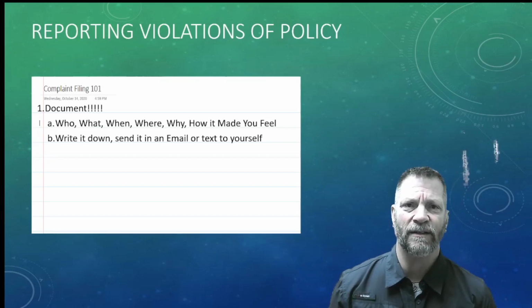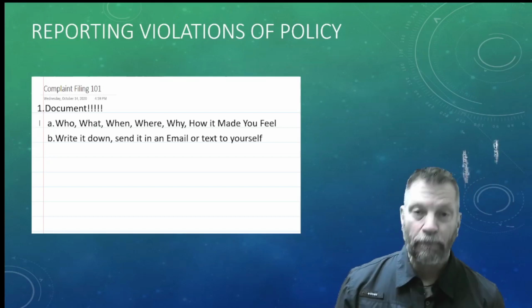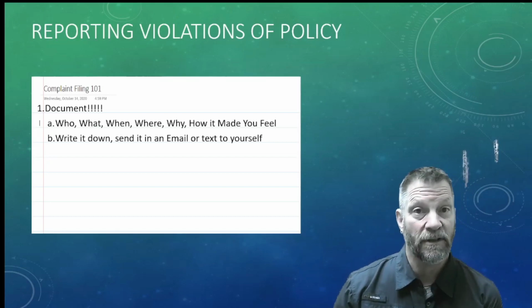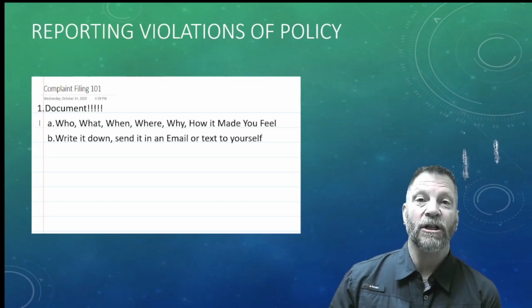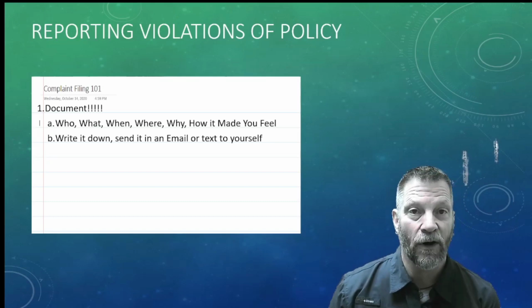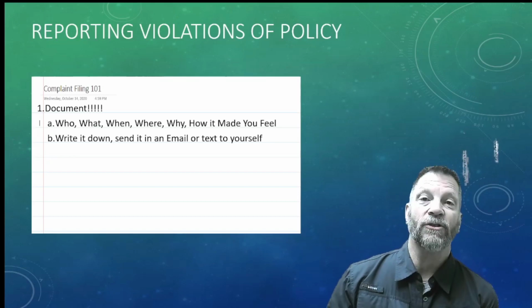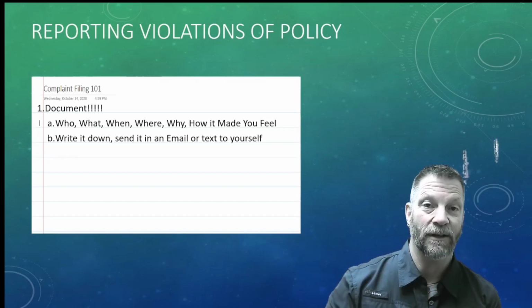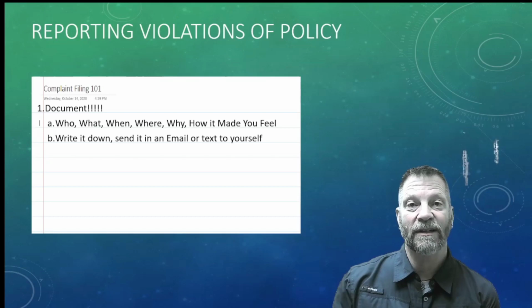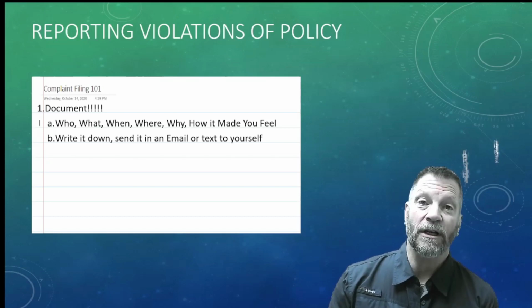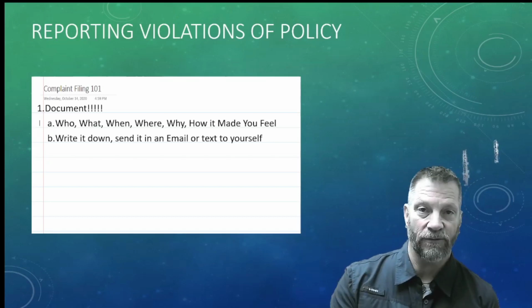Different ways to document these things. You can write it down on a piece of paper. You can jot it down in a notepad on your phone or your computer. You could send yourself a text. That's a really good way to do it. Send yourself a text. That way you have a date timestamp on it. Or you could send an email. Send an email to yourself.